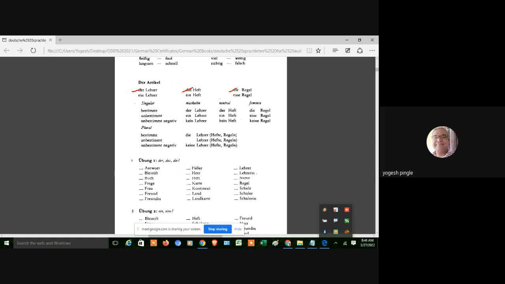So eine. How are we learning it? Male, female, and then neutral. In the book it is written male, neutral, and female. Okay, but we have to remember like this: der, die, das. Ein. So ein Lehrer, eine Regel, ein Heft. What is Regel? Regel means rule. Rules and regulations, as we say. Okay, let's see what the different articles are.